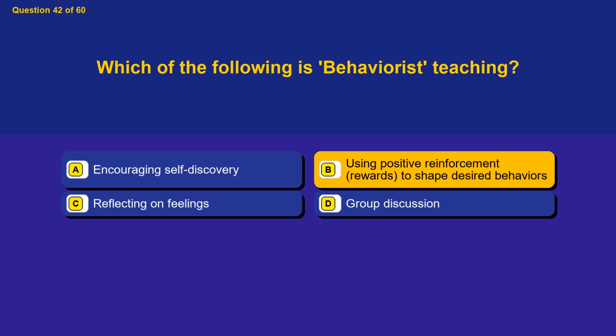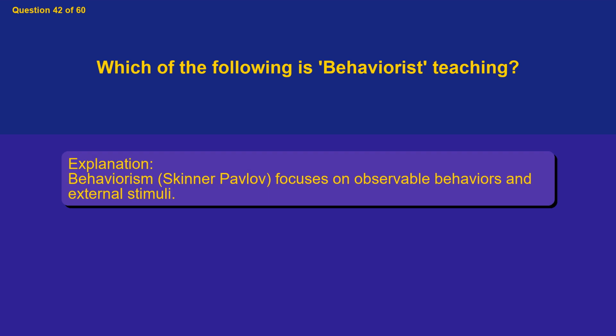The correct answer is option B. Using positive reinforcement, rewards, to shape desired behaviors. Behaviorism, Skinner-Pavlov, focuses on observable behaviors and external stimuli.